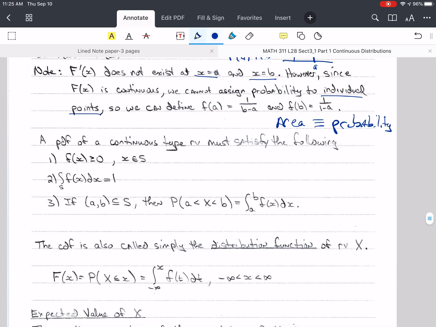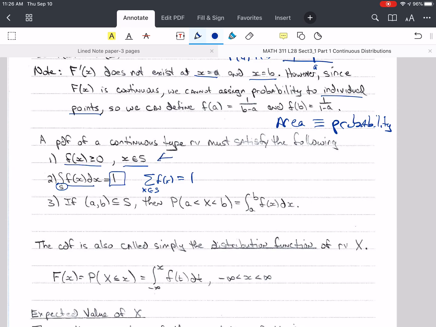A PDF of a continuous type random variable has to satisfy the following. Just like a PMF, f of x has to be 0 or greater for all values of x in the support of X. And if we integrate f of x dx over the support of X, that has to be equal to 1. This is similar to the requirement that the PMF, the sum over the x's support, has to be equal to 1.